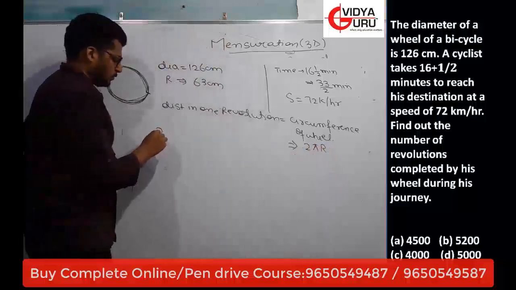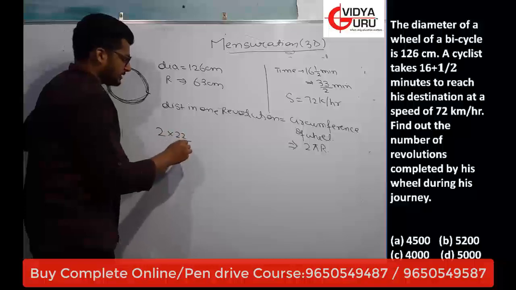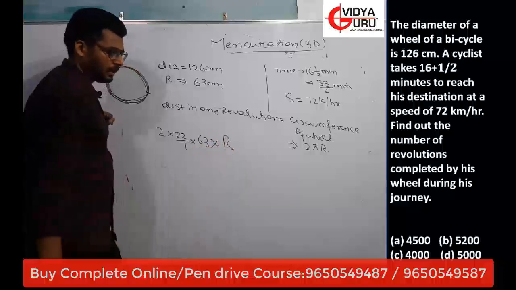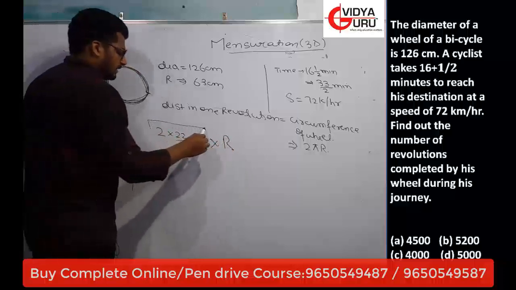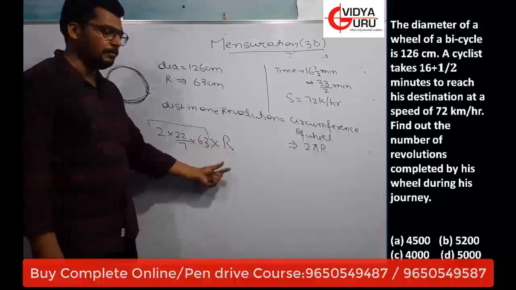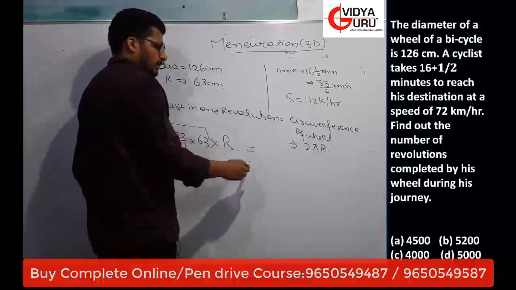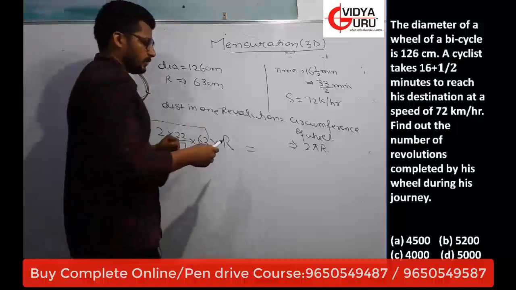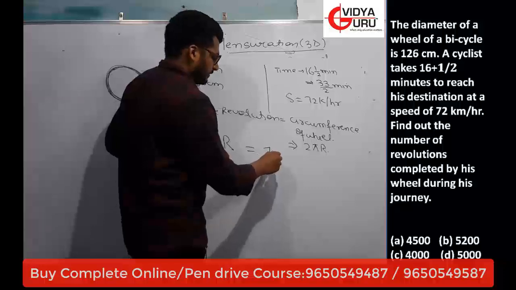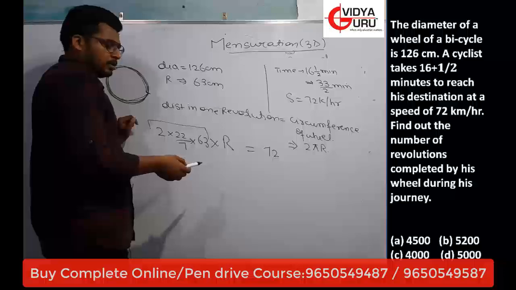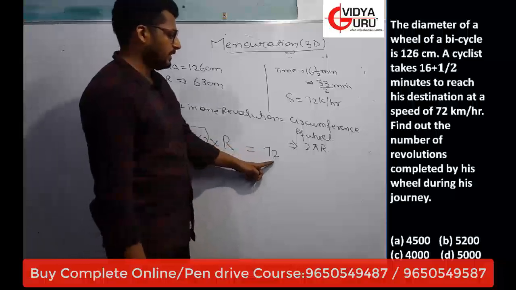So 2 into 22 by 7 into 63 is the distance in one revolution, and let the number of revolutions be r, multiplied by this. This will be equal to the distance covered by the boy to reach his destination. What is distance? Speed into time. 72 was in kilometer.